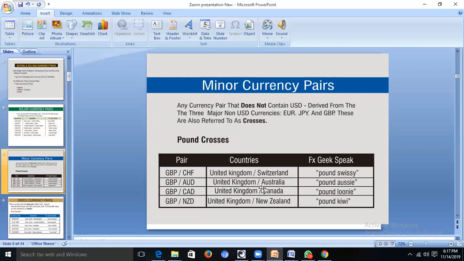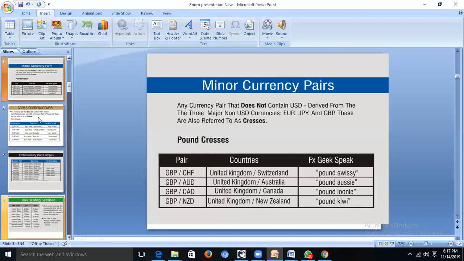GBP CHF, United Kingdom, Switzerland. GBP AUD, United Kingdom, pound Aussie. GBP CAD, United Kingdom, Canada, pound loonie. GBP NZD, United Kingdom, New Zealand, pound Kiwi. So these are also crosses, and they are referred to as pound crosses.